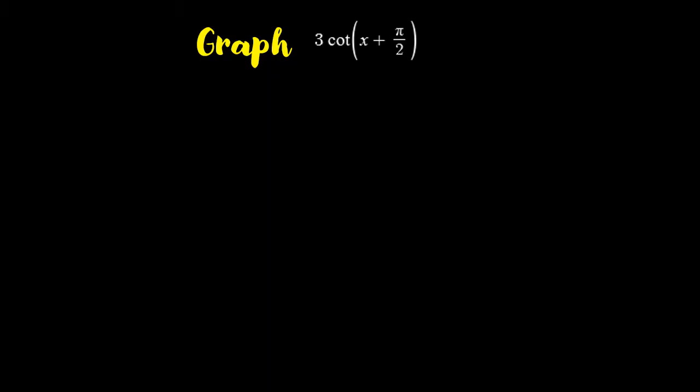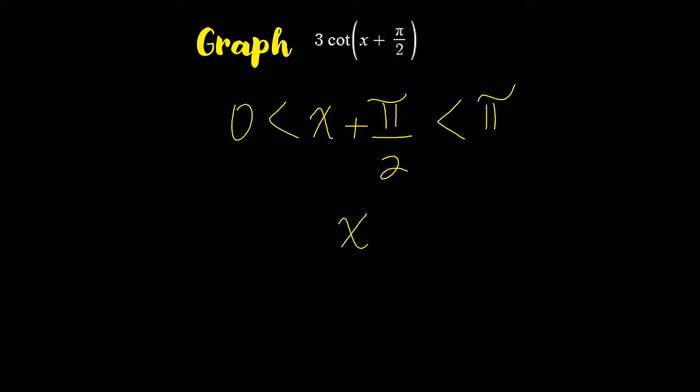Now we have another graph, 3 cotangent of x plus pi over 2. First, we need to calculate the asymptotes. So we're going to write x plus pi over 2 between 0 and pi, and solve for x. So that's where the asymptotes occur. Subtract pi over 2 from all sides. So the asymptotes occur between pi over 2 and negative pi over 2.